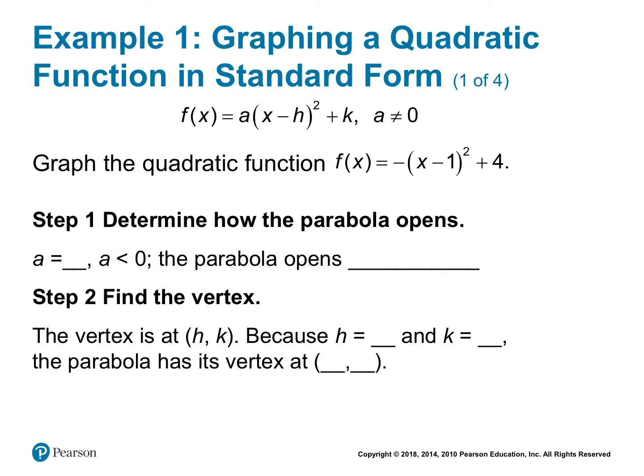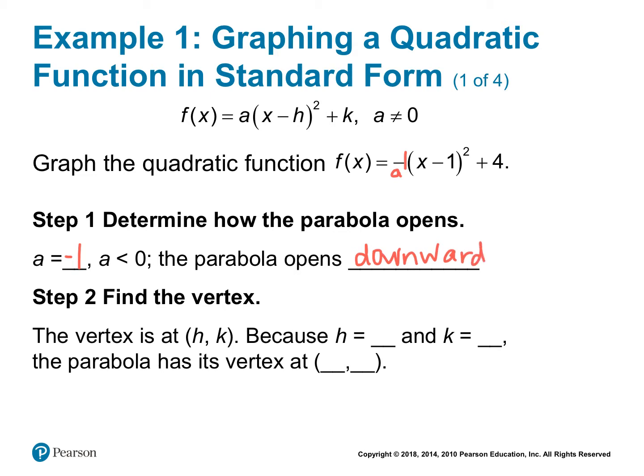So let's go ahead and try one step by step. So we have negative, then we have x minus 1 in parentheses squared plus 4. So in this one, the a is right here. So in this case, it's negative 1. So if there's no number, you can put a 1 there. So this is negative 1. So a is less than 0, so the parabola opens downward, or upside down.